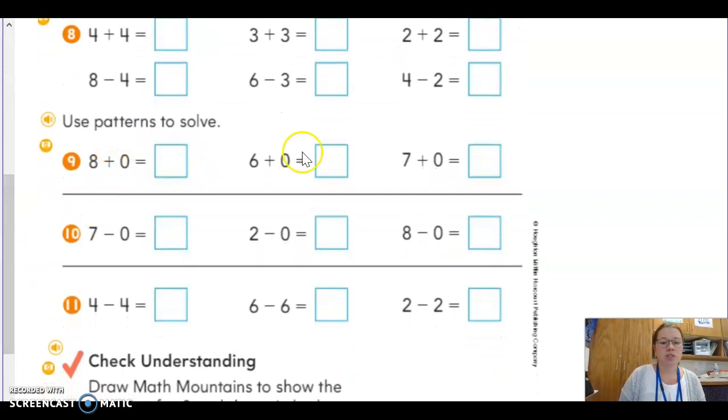Here I'm seeing a bunch of zeros in number 9. And remember we talked about when we add 0, it's just the same as this other number because it's like adding nothing. Okay, so 8 plus 0 would be 8. That's right, so you can go ahead and put that right in there. In number 10, we're subtracting 0, which that's the strategy we just talked about. When we take away 0, it's just the same as this beginning number. So 7 take away 0 is still 7.